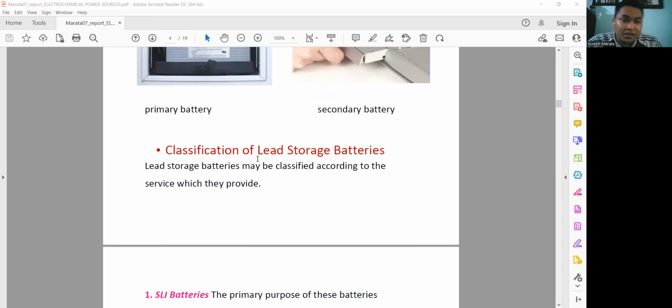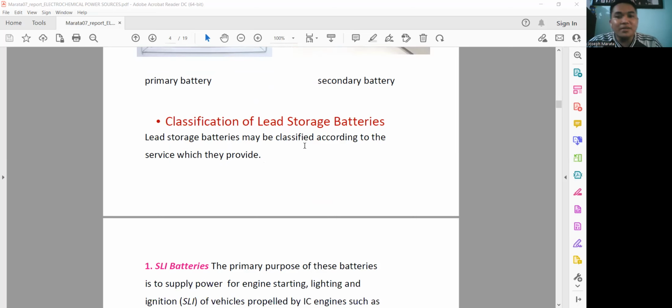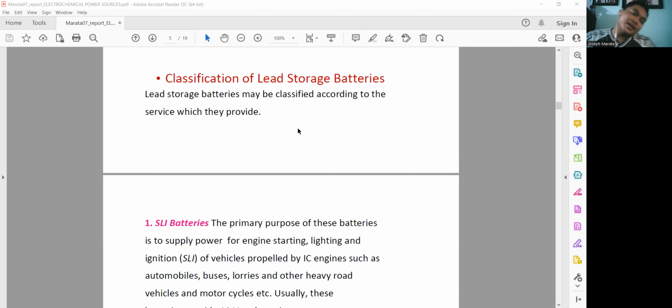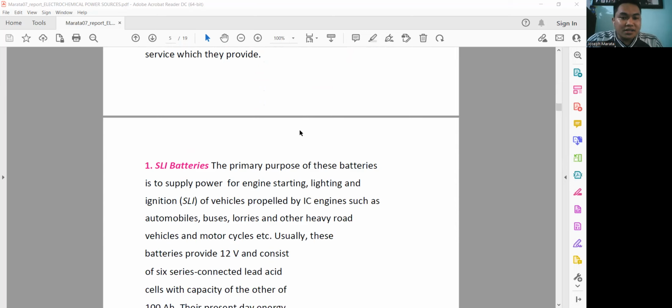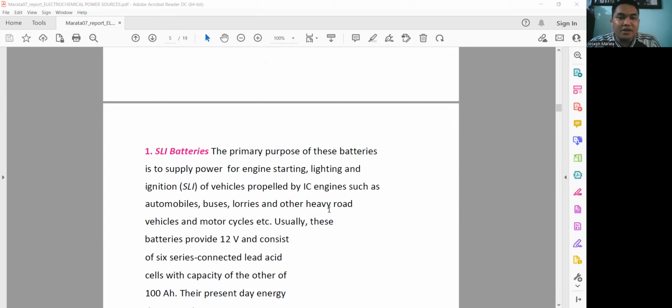Move on to the next subtopic, which is the classification of lead storage batteries. Lead storage batteries may be classified according to the service which they provide. The first is the SLI batteries, which supply power for engine starting and lighting ignition. The primary purpose of these batteries is to supply power for engine starting, lighting, and ignition of vehicles propelled by IC engines such as automobiles, buses, lorries, and other heavy road vehicles and motorcycles, and many other more.